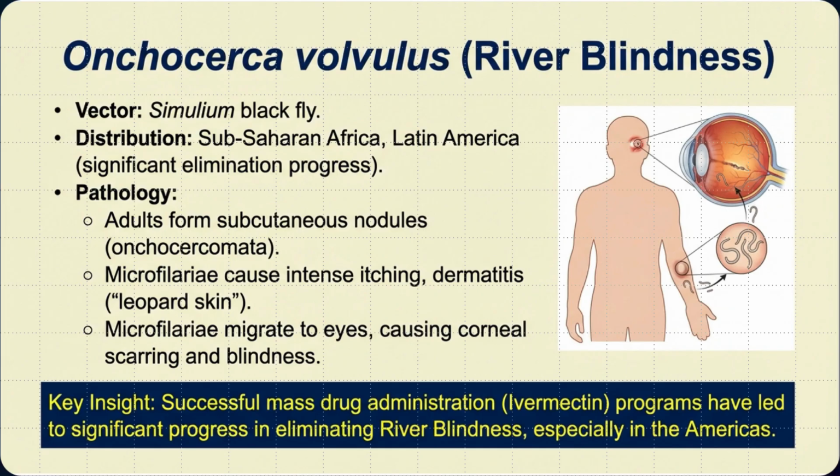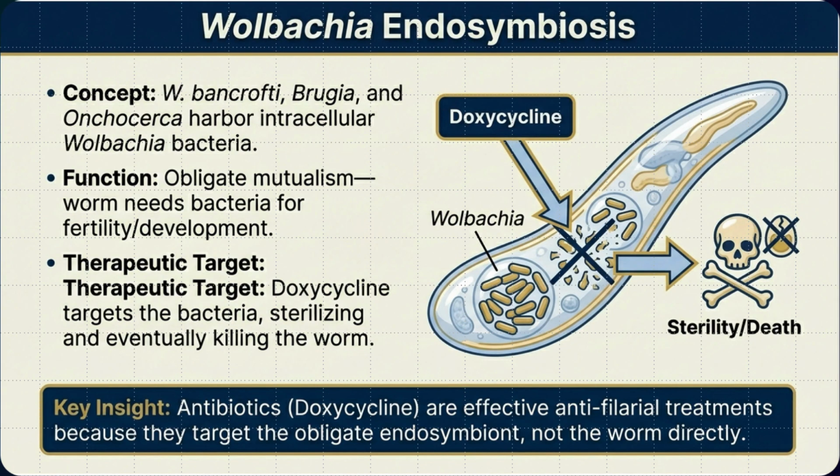Exactly. Instead of just using harsh antiparasitics, we use doxycycline, a standard antibiotic. You kill the Wolbachia bacteria, and the worm becomes completely sterile and eventually dies. It really transformed how we approach treating these diseases. That is just brilliant. It just shows how interconnected these biological systems truly are.